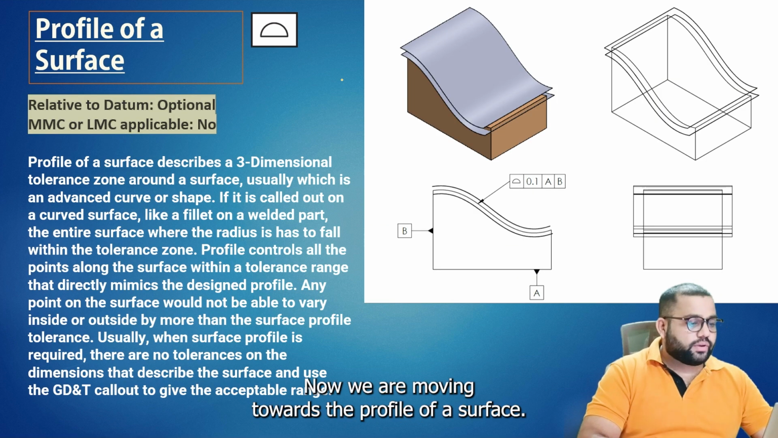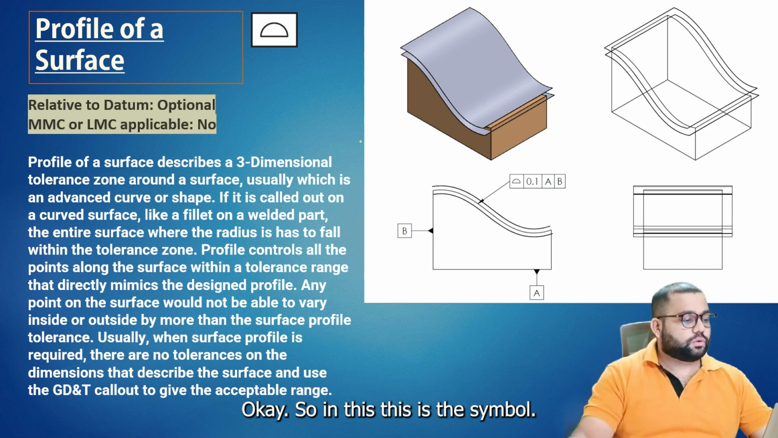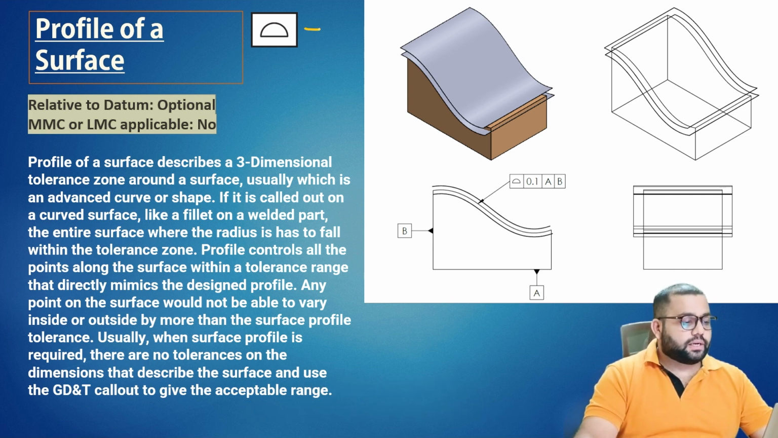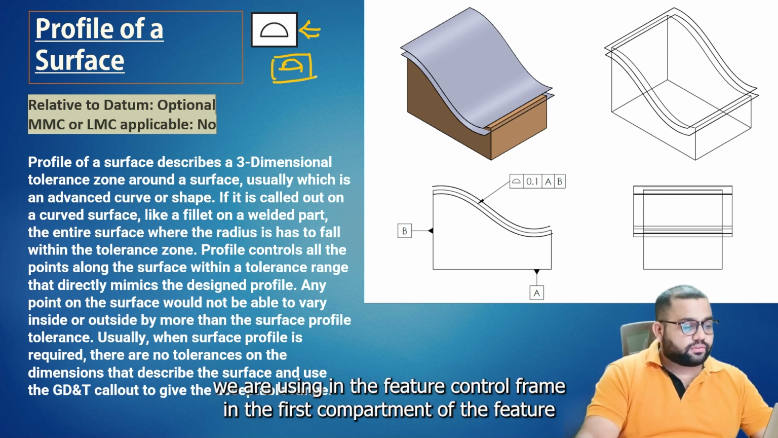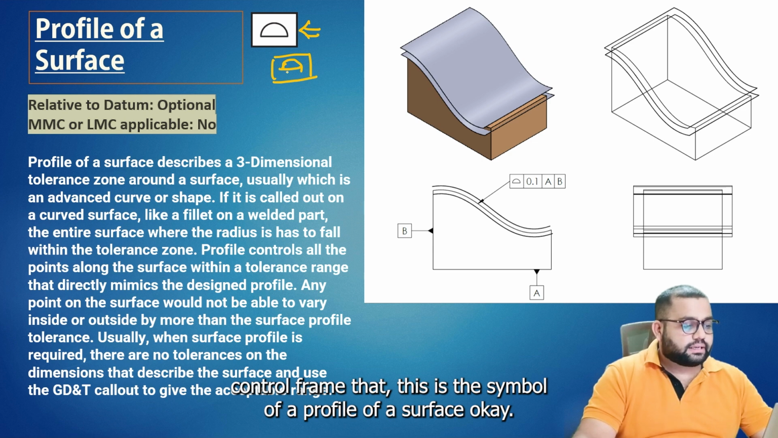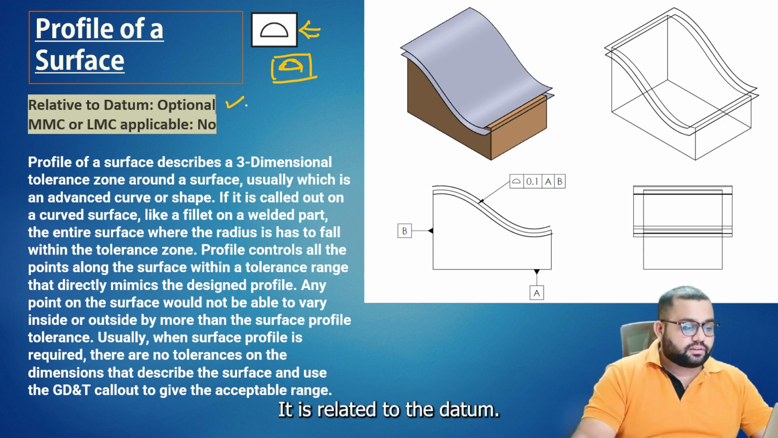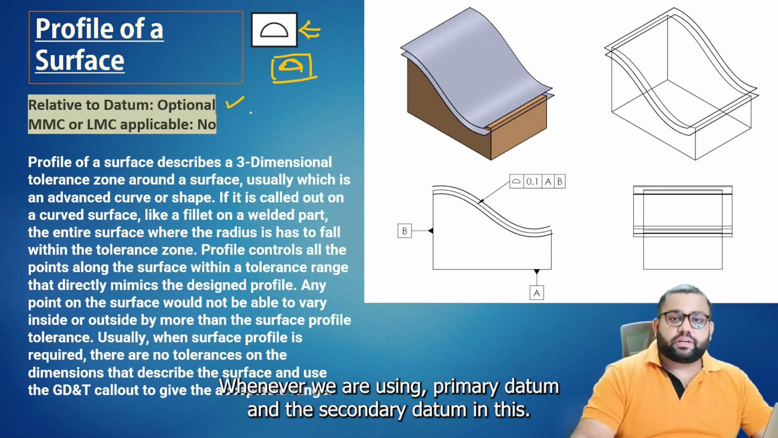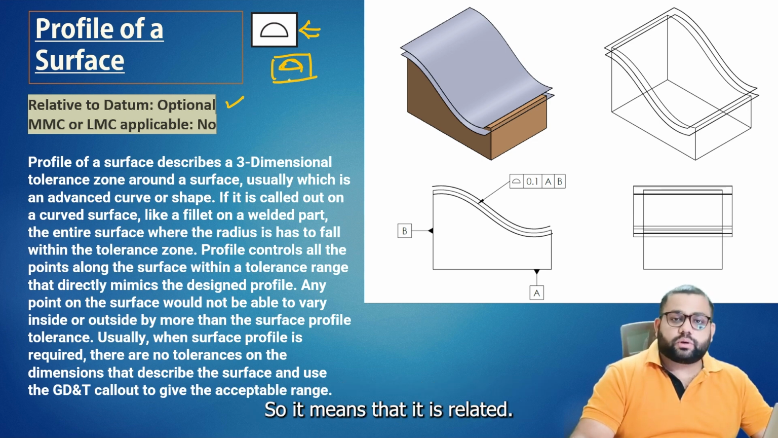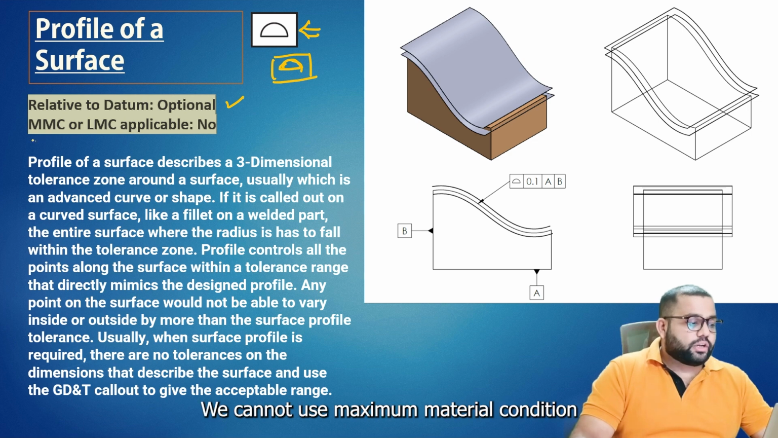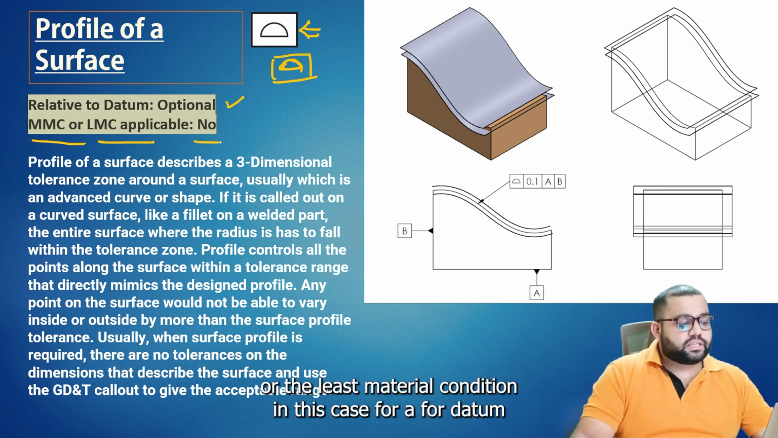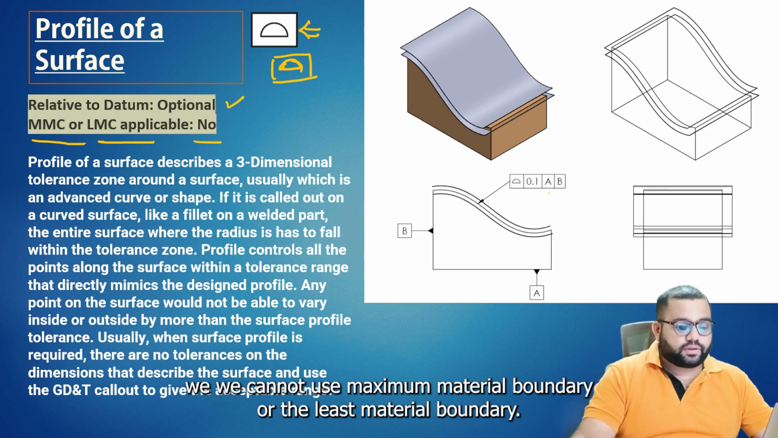Okay, now we are moving towards the profile of a surface. This is the symbol we use in the first compartment of the feature control frame, the symbol of profile of a surface. It is related to the datum, or optional. Whenever we use a primary datum and a secondary datum, it means that it is related. We cannot use maximum material condition or least material condition in this case, or for datums, maximum material boundary or least material boundary.